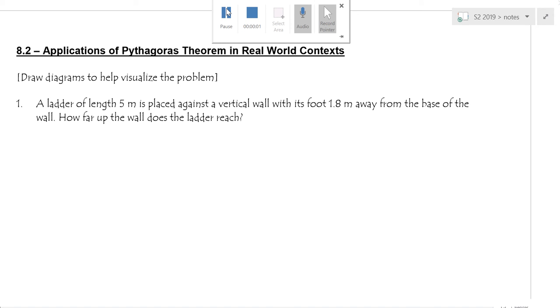What is the reason why you study Pythagoras theorem? It's because of this part here. I want to apply it to real life questions. Now let's start.